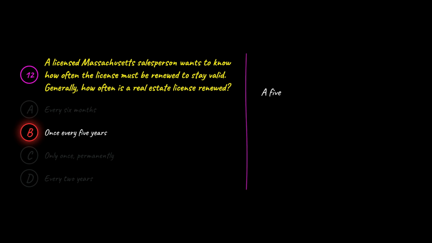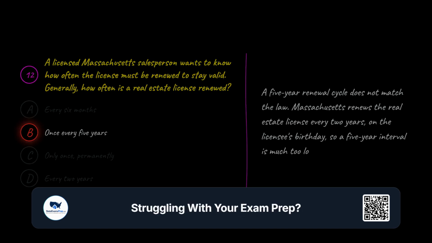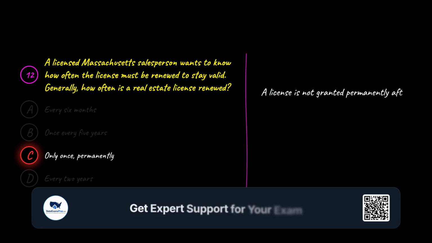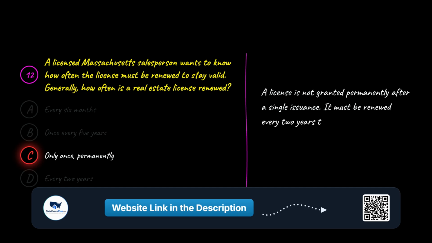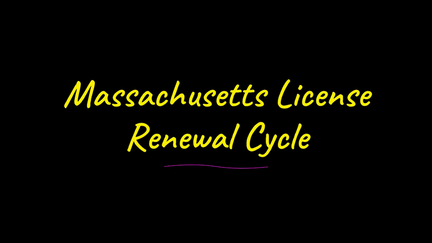B is wrong because a 5-year renewal cycle does not match the law. Massachusetts renews the real estate license every 2 years, on the licensee's birthday, so a 5-year interval is much too long. C is wrong because a license is not granted permanently after a single issuance. It must be renewed every 2 years to remain valid, so the idea of a one-time permanent license is incorrect under the law.